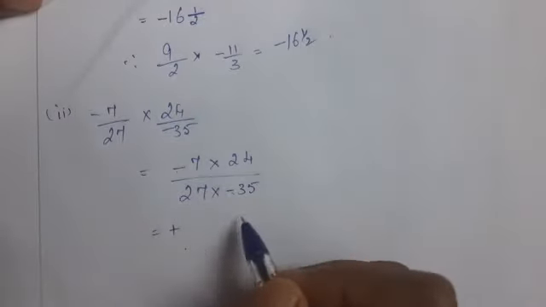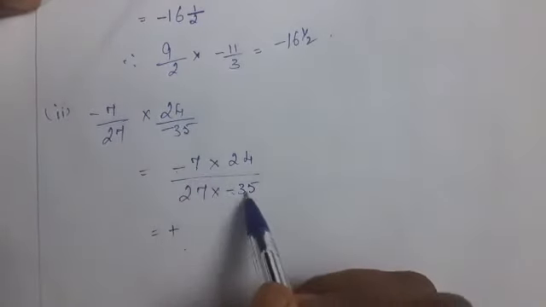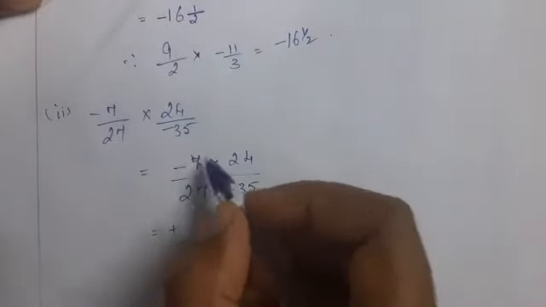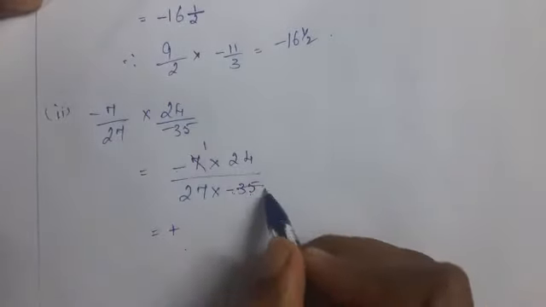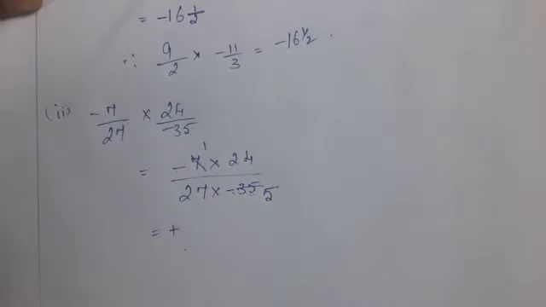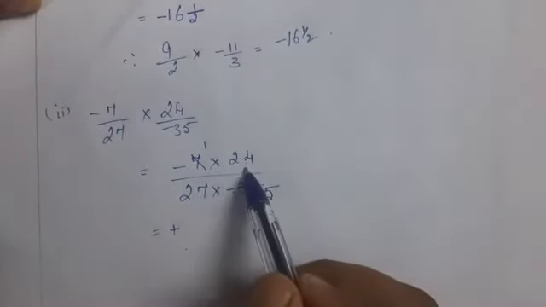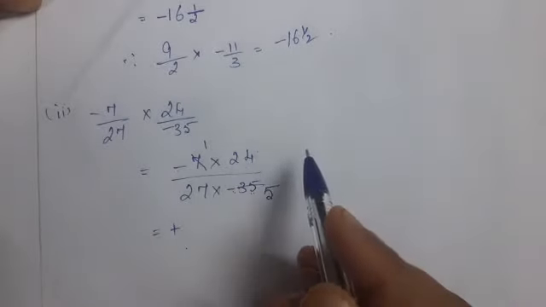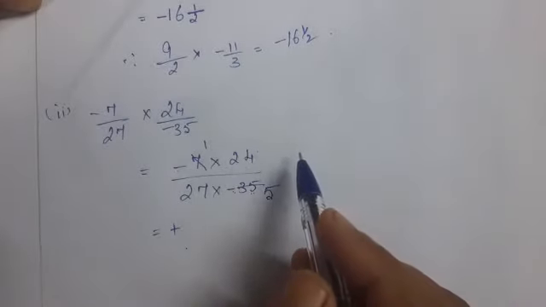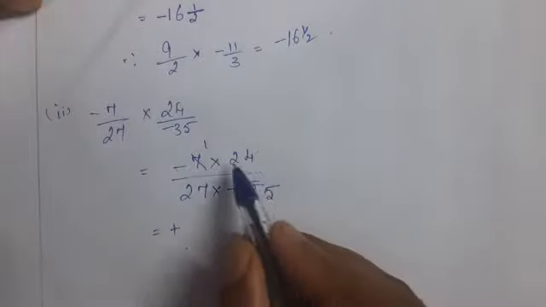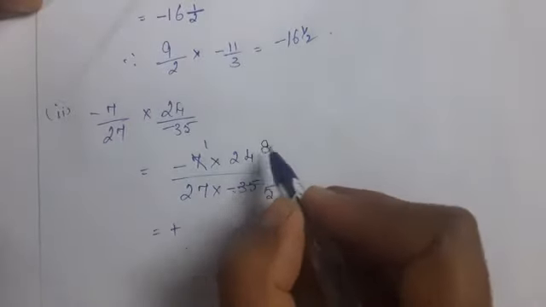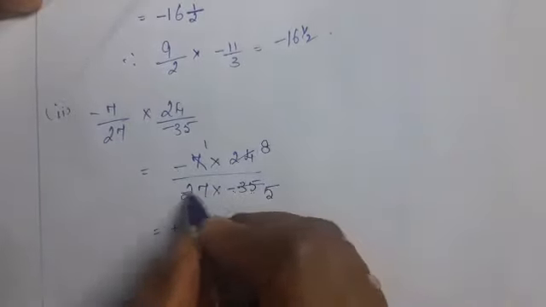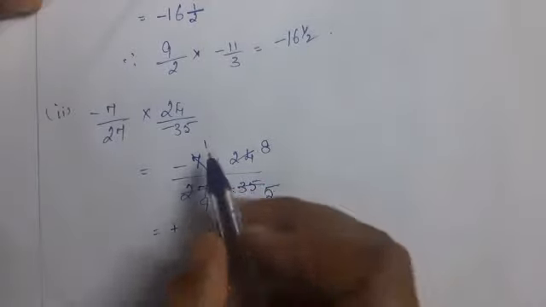Then try to divide. These two have a common factor 7. 1 7 is 7, 5 7s are 35. Now, 27 and 24 have a common factor. Can you guess that? Yes, 3. Therefore, 8 3s are 24, 9 3s are 27.